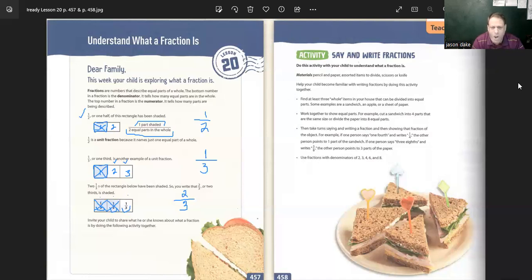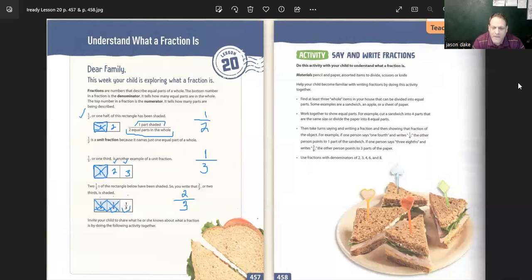Number one, find at least 3 whole items in your house that can be divided into equal parts. Some examples are a sandwich, an apple, or a sheet of paper. Number two, work together to show equal parts. For example, cut the sandwich into 4 parts that are the same size, or divide the paper into equal parts. Number three, then take turns saying and writing a fraction and then showing that fraction of the object.